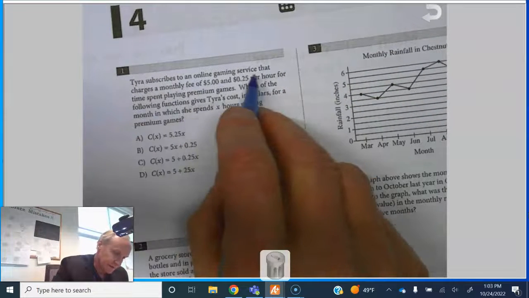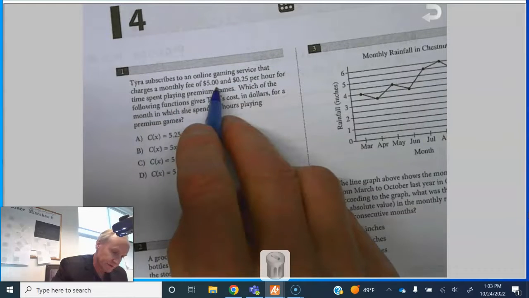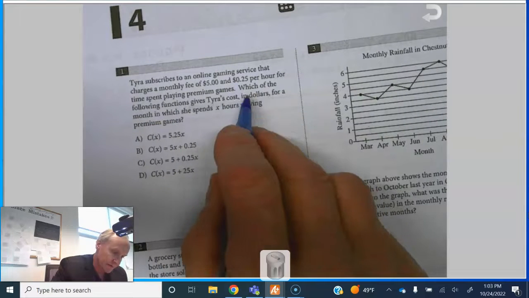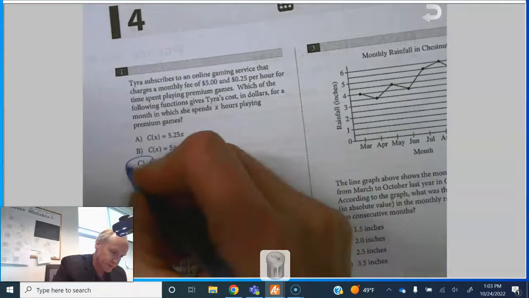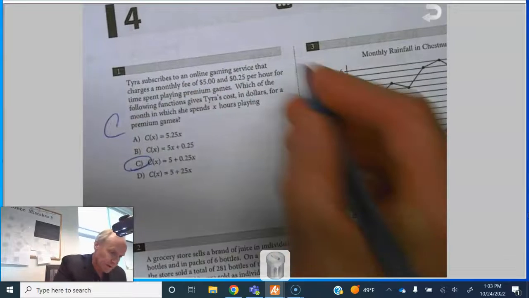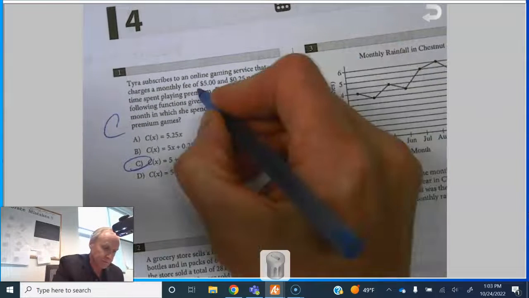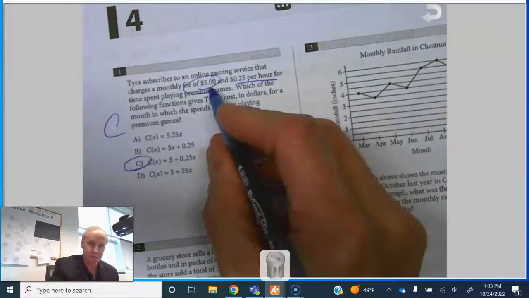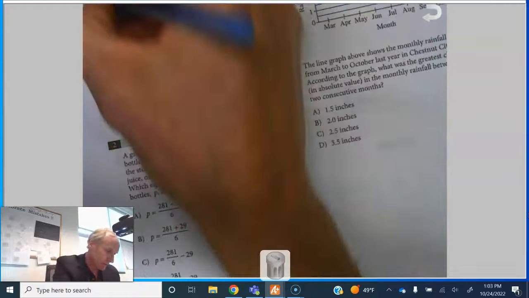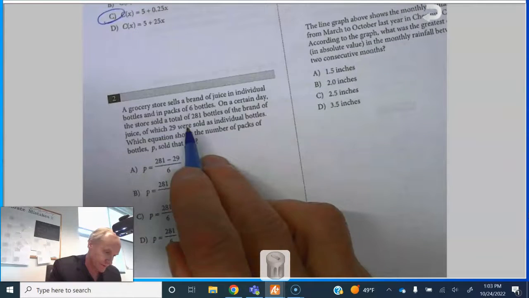Tyra subscribed to an online gaming service that charges a monthly fee of $5.25 per hour. That's going to be 5 plus 25 cents per hour. That's C. 25 cents per hour is your slope. This is your y-intercept, that's the monthly fee. Probably right. I'm just going to put a check mark actually.